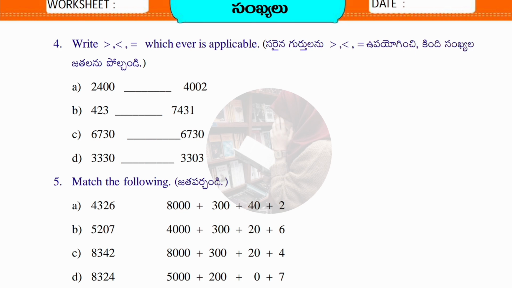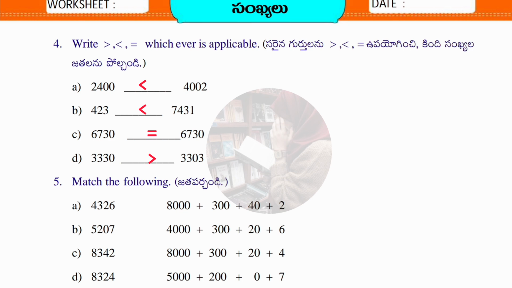Okay, so first one is 2400 is less than 4002. Next one, 423 is less than 7431. Next, 6730 equal to 6730. Next, 3330 is greater than 3303. Understood, guys? Now we'll move to the fifth Roman, which is match the following.